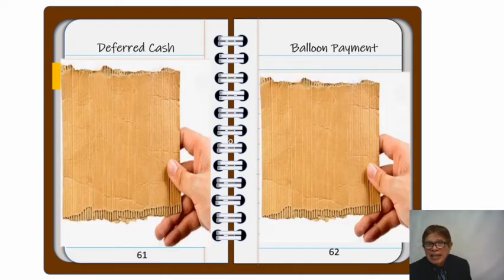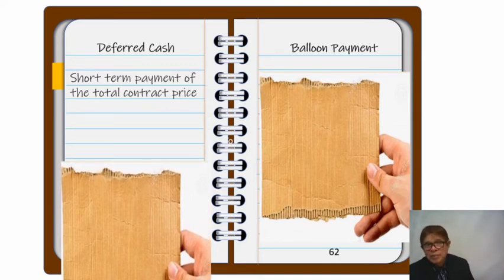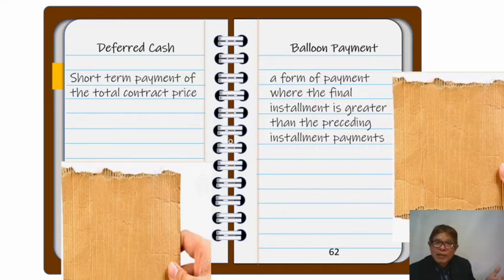What is deferred cash? Deferred cash is a short-term payment of the total contract price, while balloon payment is a form of payment where the final installment is greater than the preceding installment payments. Normally, developers offer 24 months deferred cash, no interest. The release of commission is based on when the buyer can meet the 20% payment requirement, which is estimated to be 5 months, full commission.